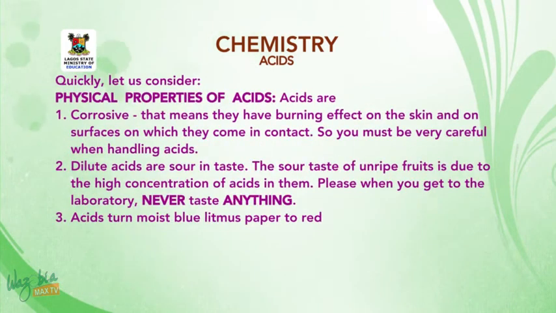Quickly, let us consider physical properties of acids. Acids are corrosive. That means they have a burning effect on the skin and on surfaces on which they come in contact. So you must be very careful when handling acids. Dilute acids are sour in taste. The sour taste of unripe fruits is due to the high concentration of acids in them. Please, when you get to the laboratory, never taste anything. Number 3, acids turn moist blue litmus paper to red.